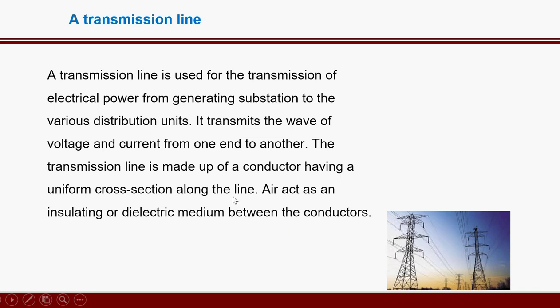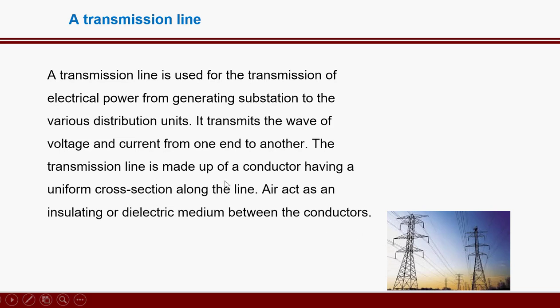What is a transmission line? You have seen this kind of images or sceneries whenever there are power stations or along the roads. These are called transmission lines. They are used to transmit electrical power from the generating substation to various distribution units, and they transfer a huge amount of power, in terms of kilowatts or megawatts and so on. It transmits the wave of voltage and current from one end to another end. So power is generally transmitted in terms of current or voltage parameters, and it is an electrical signal.